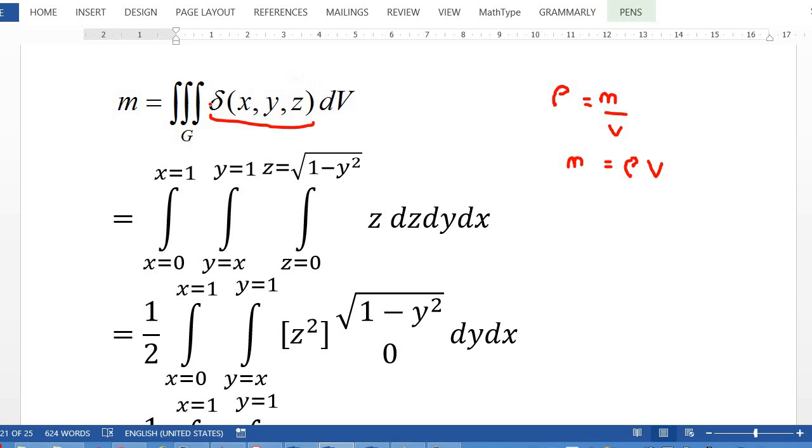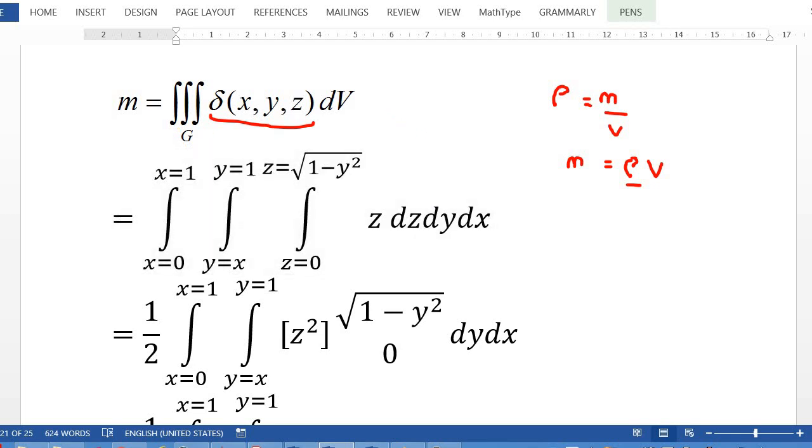Here we have a variable density. We don't use rho because we use it in spherical coordinates later on, so we change the rho to delta. Because the density is not constant but is a function of x, y, z, the mass of a solid G is given by the triple integral of the density function dV for the solid G.